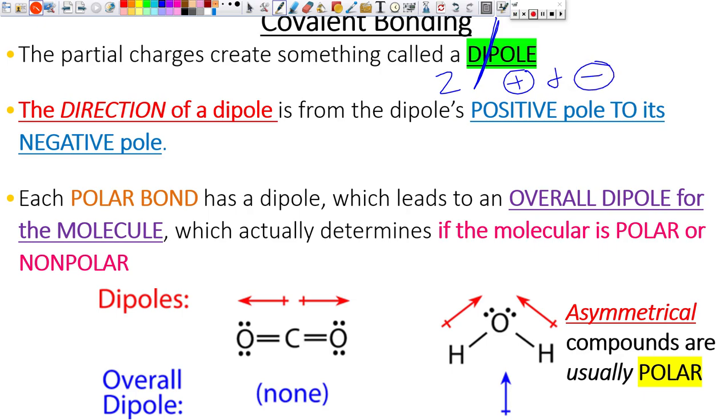Positive and negative. So there's two poles. There's a positive pole and there's a negative pole, which is called a dipole. It has two poles. The poles are positive, the poles are negative. That second bullet is the most important, because you've got to be able to decide how to draw the dipole, because it has a direction.